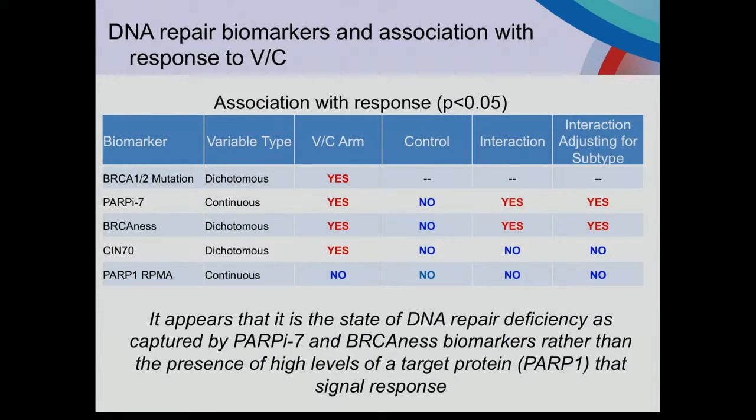So for the association with response, there is a threshold of a p-value of lower than 0.05, and each of these that have a yes passed it. And so you can see that the BRCA mutation status passed within the VC arm, but not as an interaction, because there are actually too few BRCA mutated patients in the whole trial. So I think it's still a valid biomarker, but our group was too small. So that's just germline status.